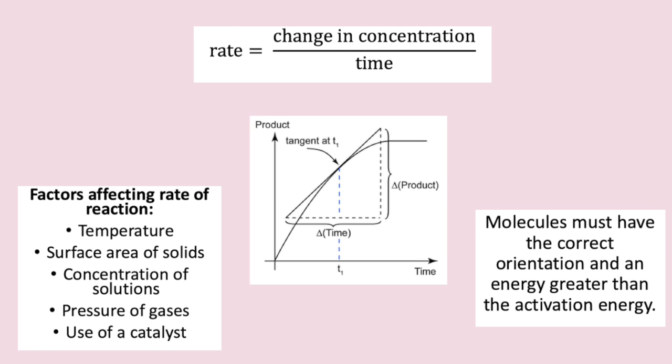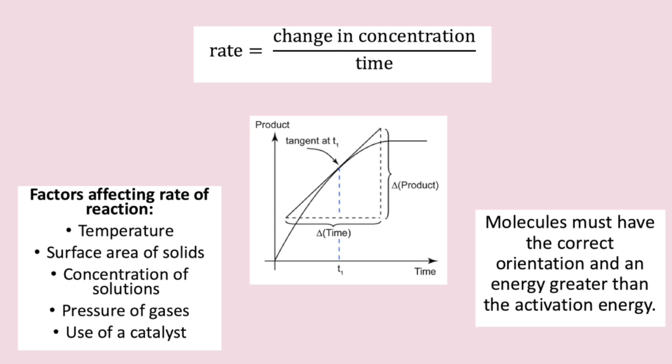The final chapter is 10, Reaction Rates and Equilibrium. The rate of a chemical reaction is defined as how fast a reactant is used up, or how fast a product is formed. We can say rate equals the change in concentration divided by time. The gradient of a curve can also tell us the rate of reaction. If we draw a tangent at a specific given time, we can find the rate of reaction. The initial rate of reaction is the gradient of the tangent when t equals 0.